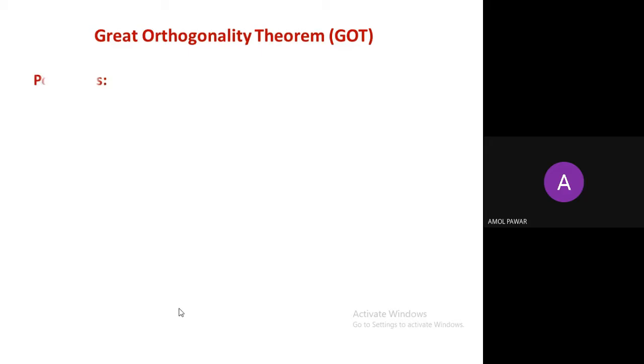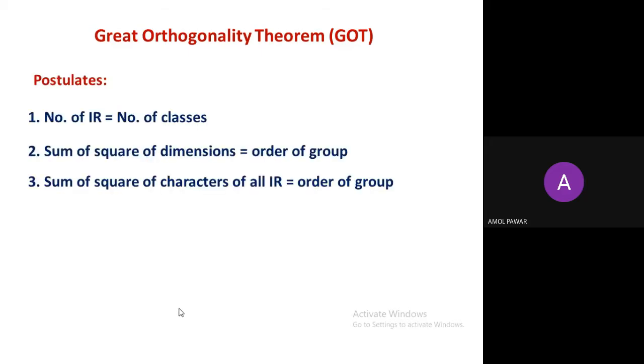Now the first postulate is that the number of irreducible representations is equal to the number of classes. Now what is a class? If I ask you a question, in the C2V point group, the symmetry elements are identity, C2Z, sigma xz, and sigma yz. Now how many elements are there in the C2V point group? There are a total of 4 elements.